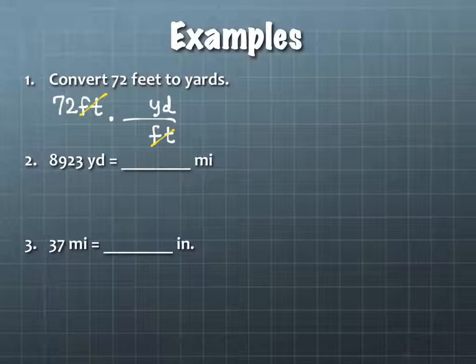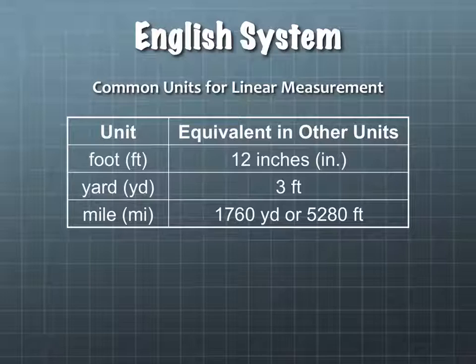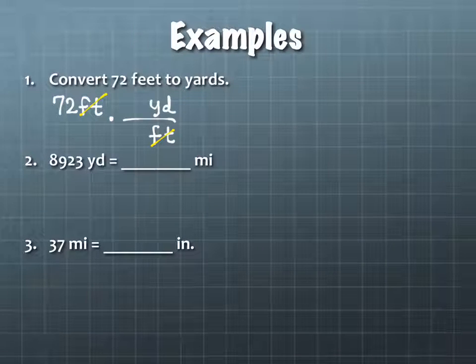So over here in this chart, and probably from your memory, you know that 3 feet is the same thing as 1 yard. So you need to make sure that when you're putting the 3 and the 1 in here, you put them in the right places. So where will the 3 go? Will it go in the numerator or in the denominator? Denominator, because it's supposed to be 3 feet is equal to 1 yard.